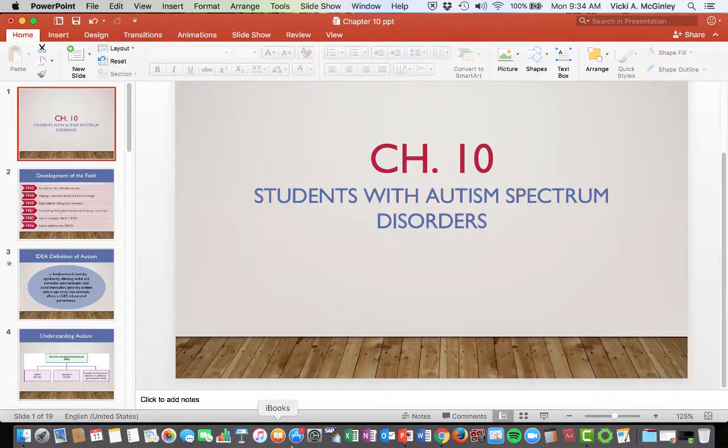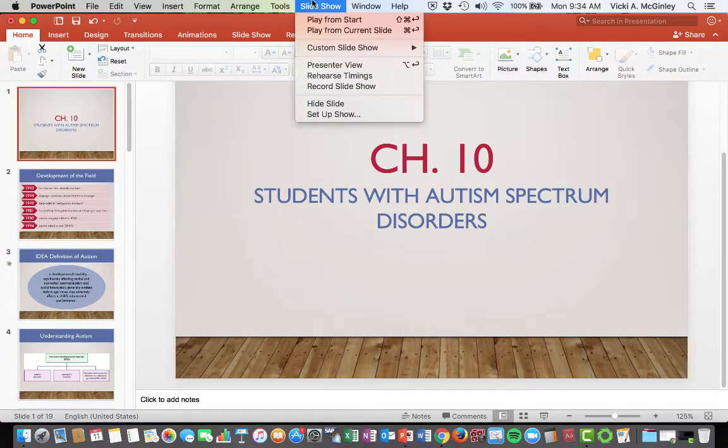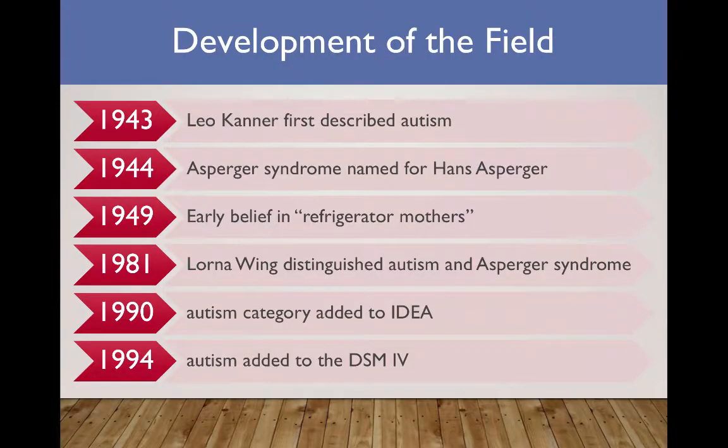Okay, so today we're going to talk about Chapter 10, Children with Autism. We always start out with a little bit of the history of the field. And we know that someone who's very famous for first describing autism and autism characteristics is a person by the name of Leo Kanner. So we first hear about autism from Leo Kanner.